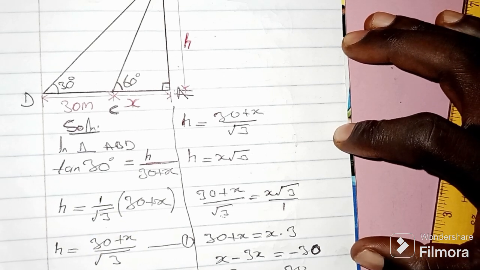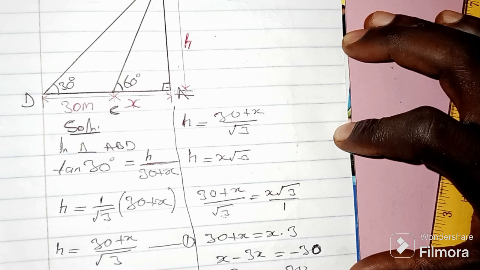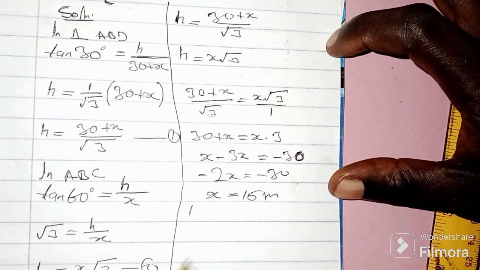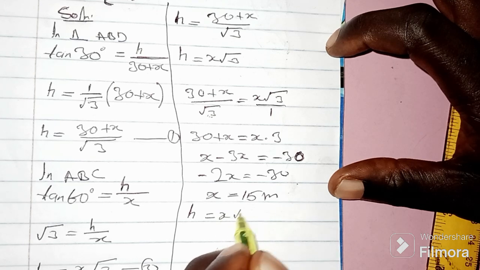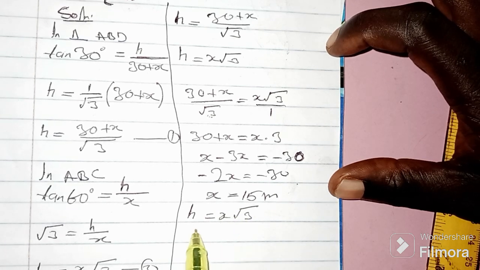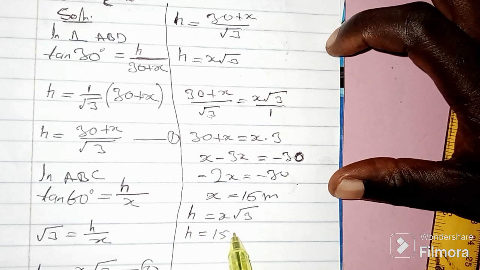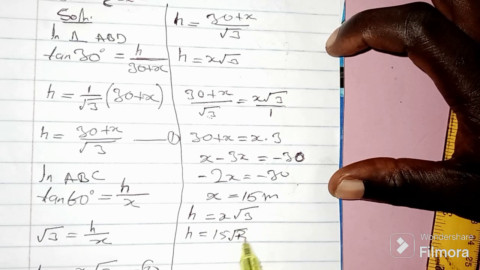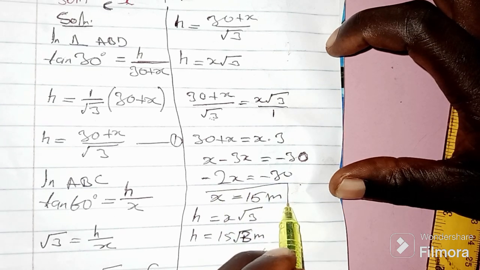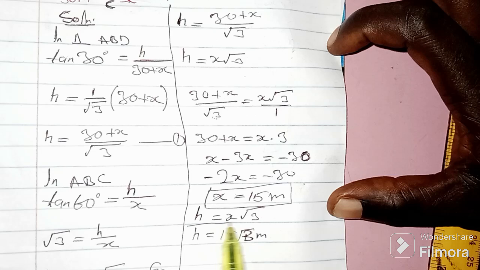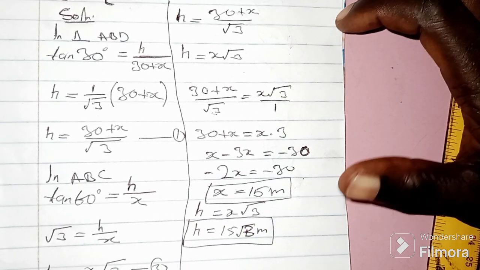So in equation 2, we had that h is equal to x root 3. Very good. That means h is now going to be 15 root 3 meters, and these are the respective values of x and h.